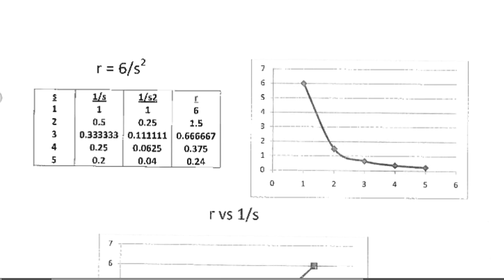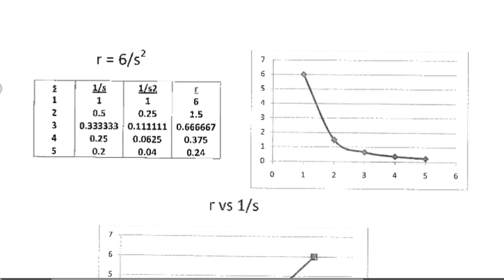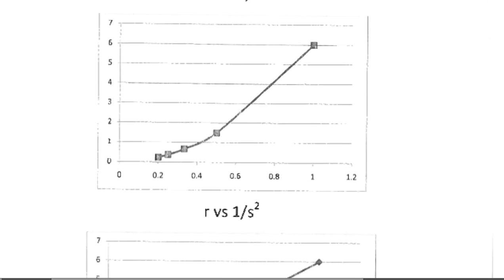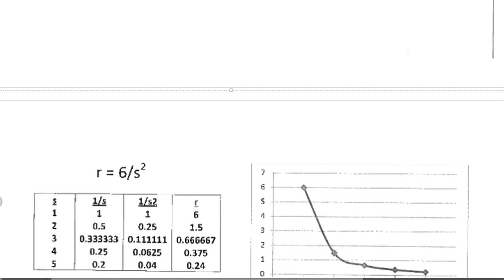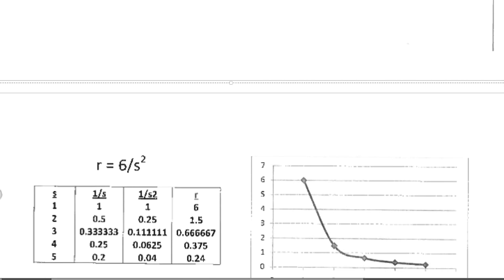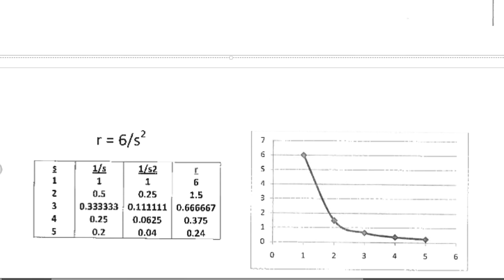And if I then go back to my expression, r is equal to 6 over s squared, if I do r versus 1 over s squared, it actually turns into a straight line. It straightens out the graph for me. And the slope of that graph would be 6, and that's why there's a 6 in front. Okay, so again, some of these shapes might be a little bit counterintuitive to what you're used to, but that's sort of how this works.